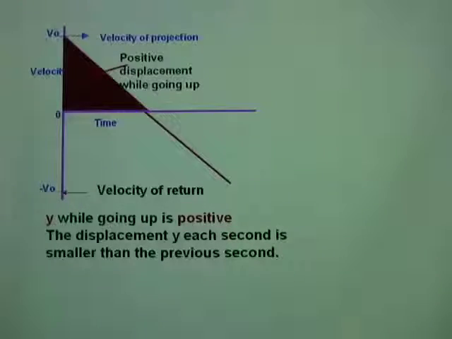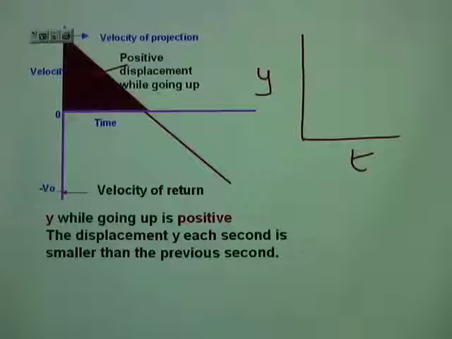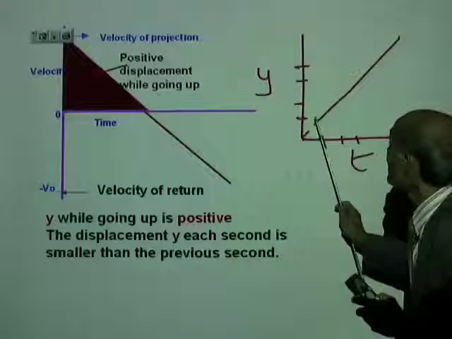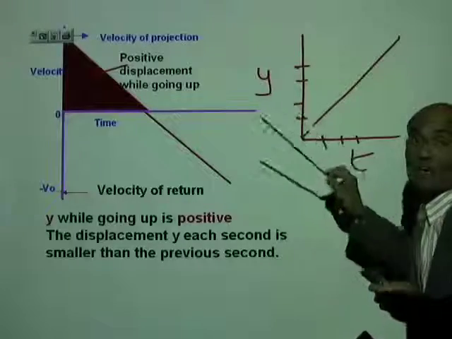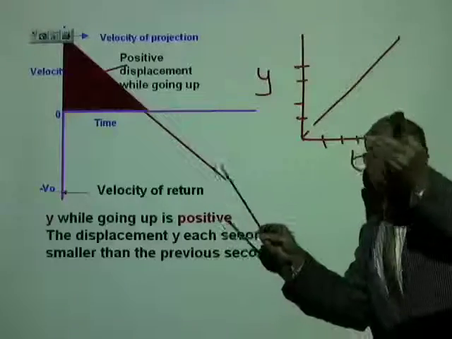Right, if I want to draw a graph of y against t, if it has to be a straight line, it means each second the displacement is the same. If each second the displacement is the same, you get a straight line graph. Now what happens when you throw an object up?